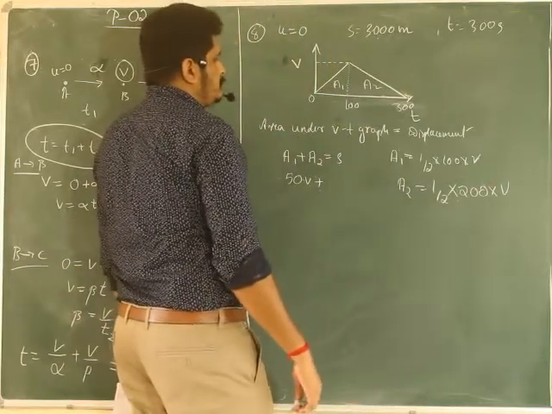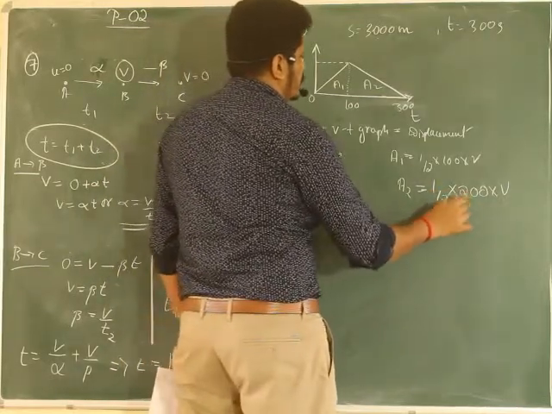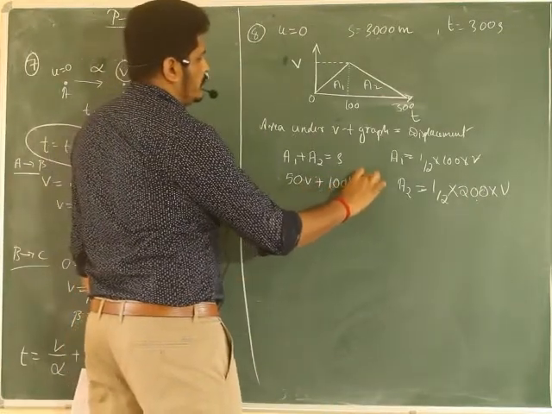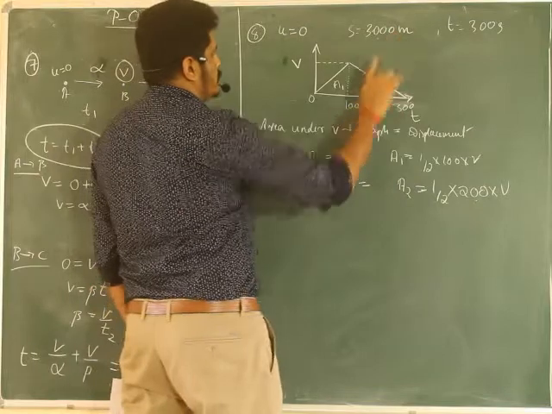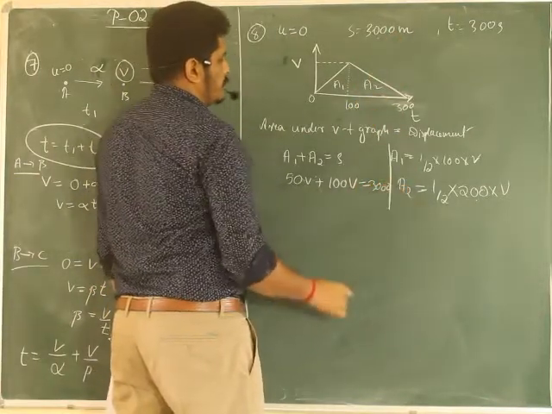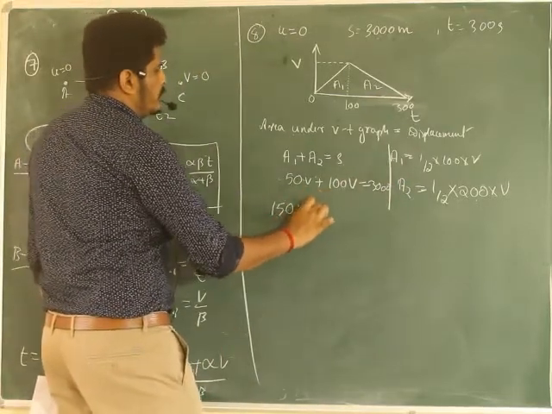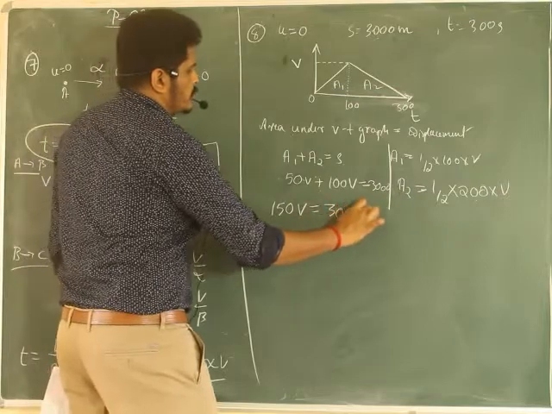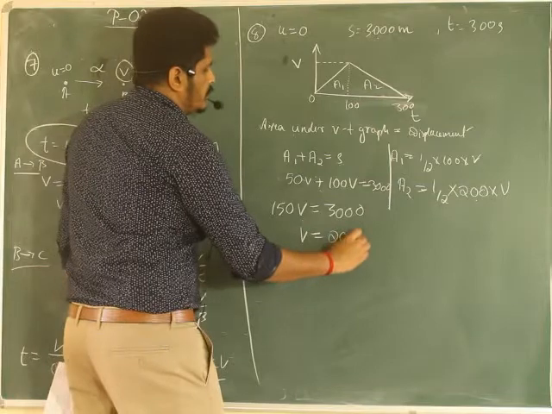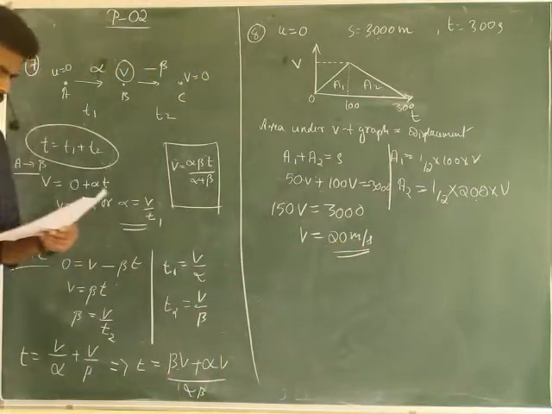After that, how much is the value here? So this becomes 100V, which is equal to the total distance travelled, mentioned in the question itself. How much is that? 3000. Correct? So 150V is equal to 3000. So V is equal to how much? 20 meters per second.